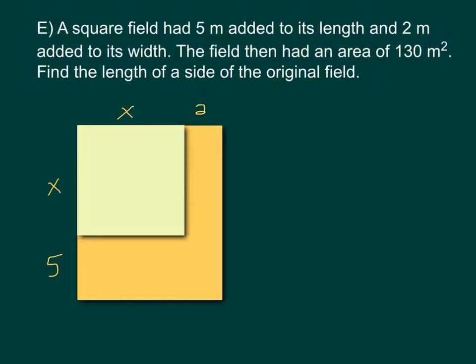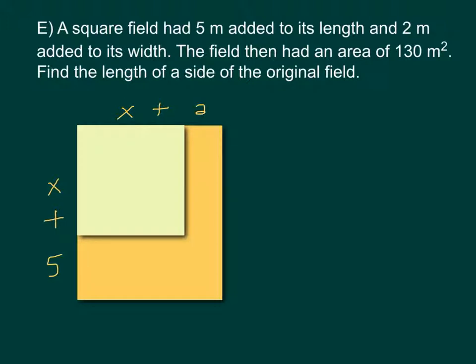You can see now that we've formed a rectangular field. And now the width is not just the x, but it's actually going to be x plus 2, because it's the original length x and the additional 2 meters that have been added on. Similarly, its length has been increased by 5, so now its length, instead of being x, is x plus 5. Now the key fact becomes that we know that the field has an area of 130 square meters, and the new dimensions give us the area of 130 square meters.